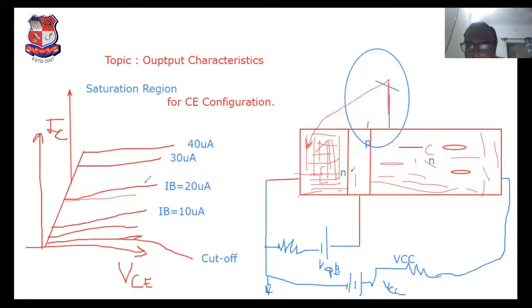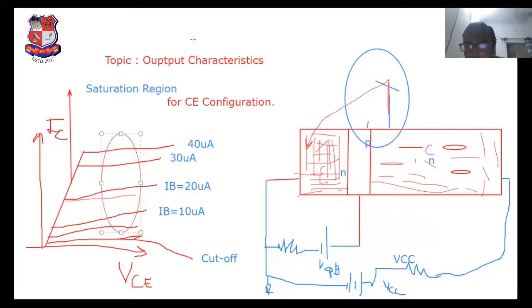So see this, this is known as the active region. In the active region, it can act as an amplifier. Now see, this graph we can get.